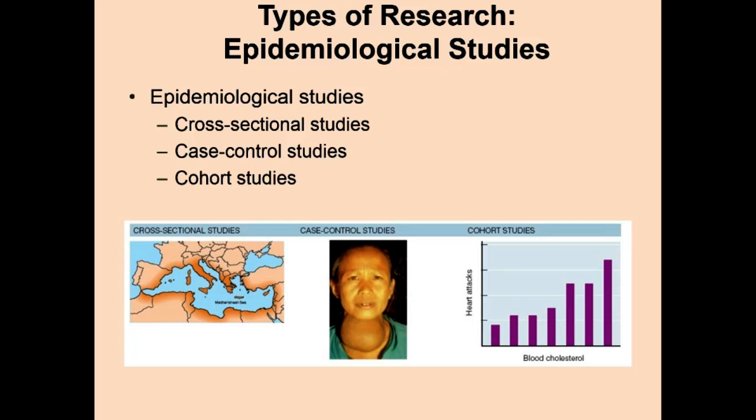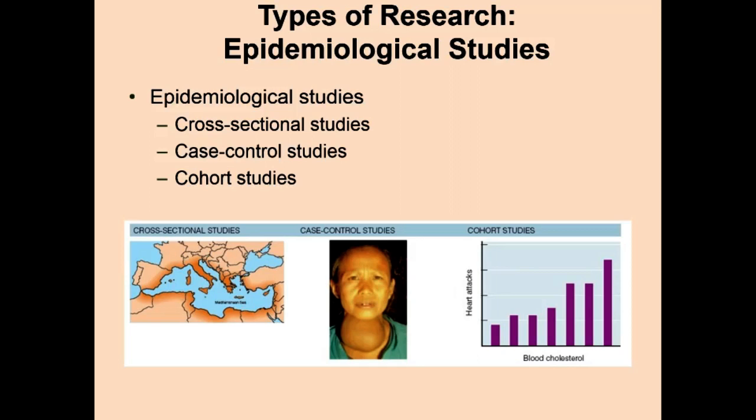So then we have case control studies. In the case control study, researchers compare people who do and do not have a given condition with people of similar age, gender, and other key variables so that the differences will stand out. Then we have cohort studies.